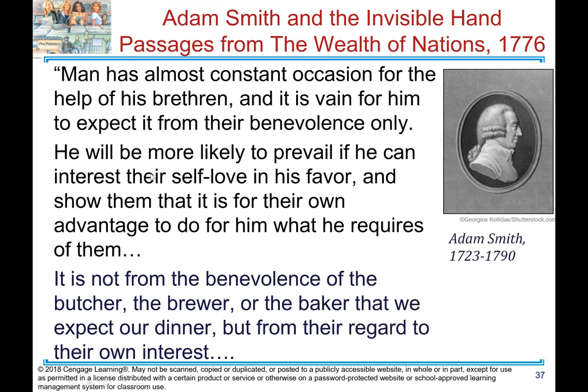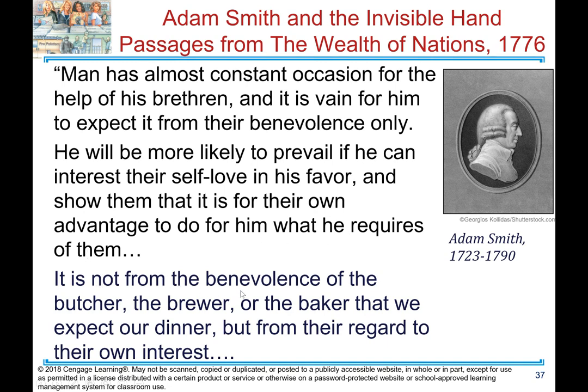Adam Smith and the Invisible Hand. Passages from the great book Wealth of Nations, published by Adam Smith in 1776. A man has almost constant occasion for the help of his brethren, and it is vain for him to expect it from their benevolence only. He will be more likely to prevail if he can interest their self-love in his favor and show them that it is to their own advantage to do for him what he requires of them.